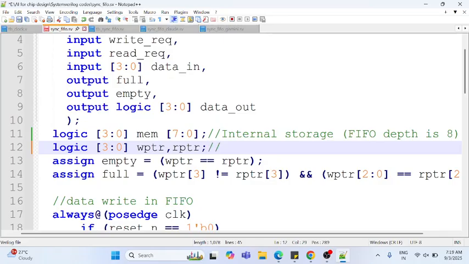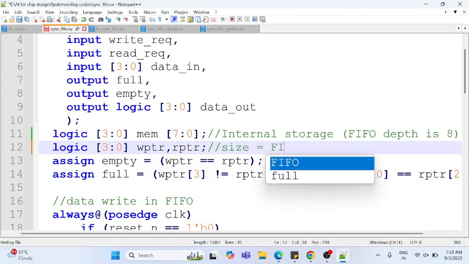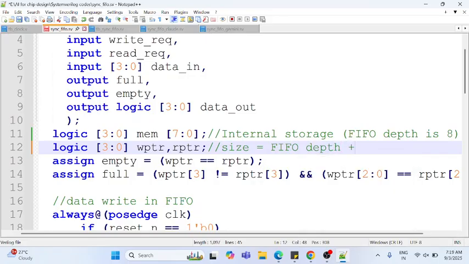So size is equal to FIFO depth plus 1. Here we have the FIFO depth as 8. So if we have 8 locations of depth, then you need to have the read pointer and write pointer as 9. In fact, it can be understood like this.